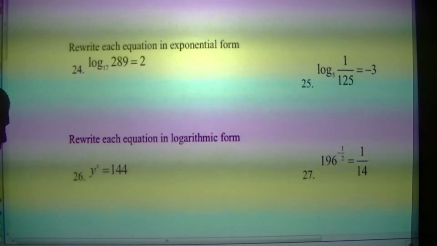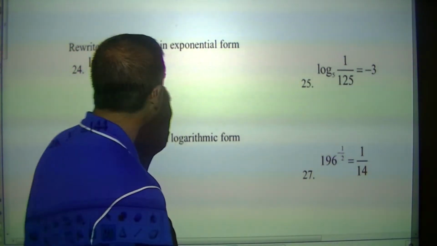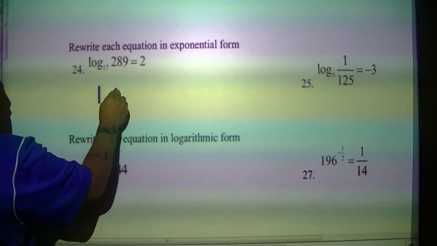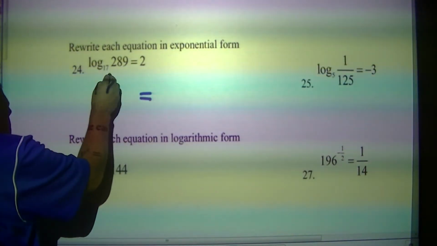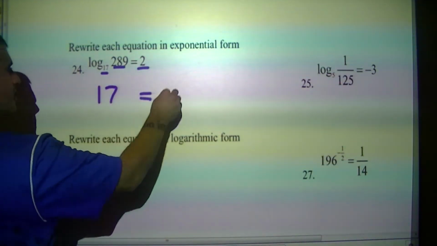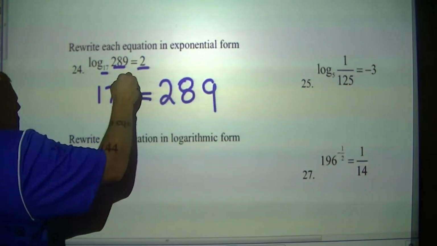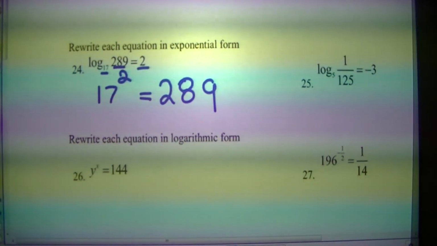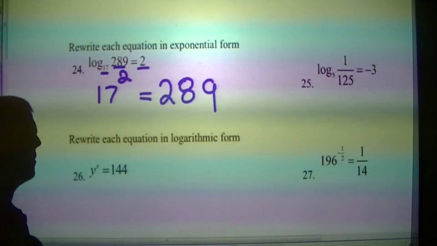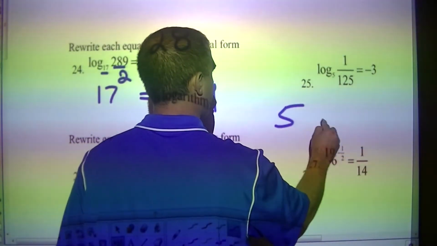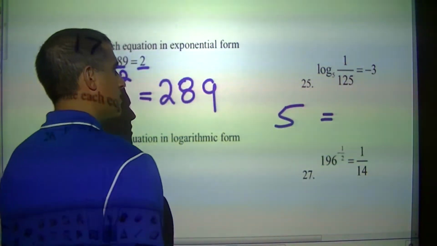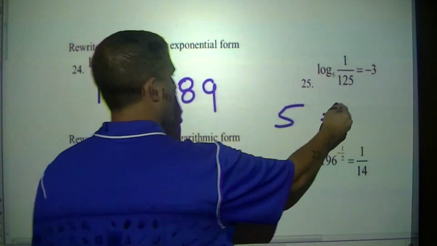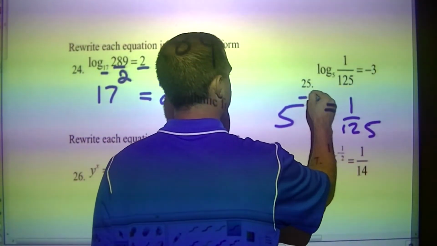Okay, so this is conversions. Once again, this is actually pretty easy. So if this is an exponential, I'm keeping the base there. Like I said, there's the 3 parts. So it's no longer going to equal 2, it's going to equal 289. The 2 is going to go in the exponential part. This one, the base is going to be 5. It's no longer going to be -3. It's going to be 1 over 125. The -3 is going to go there.